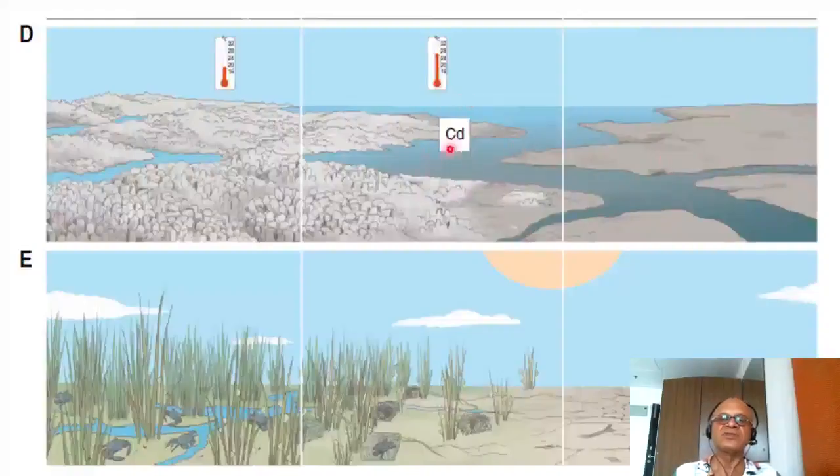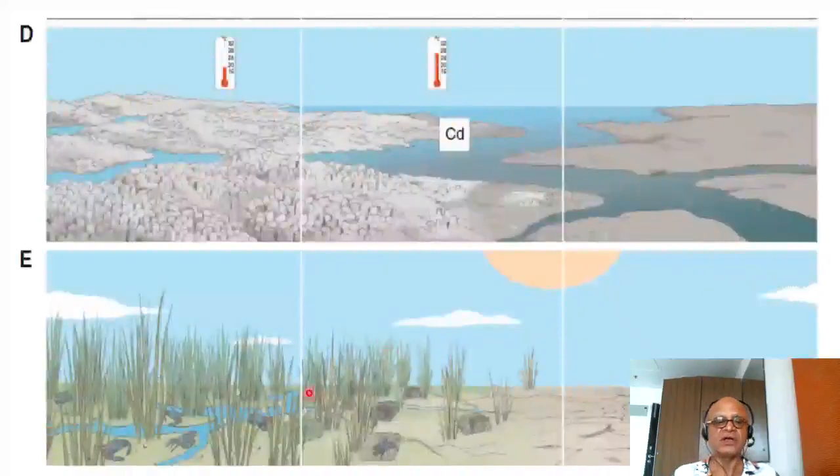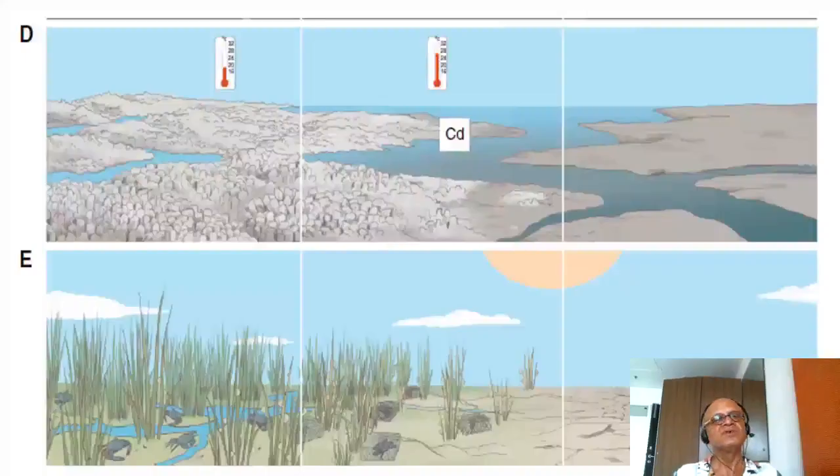So this is cadmium here as a heavy metal pollutant, and you have salt marshes here, with drought and overfishing seriously affecting salt marshes and creating basically barren, salinated soil with no life.